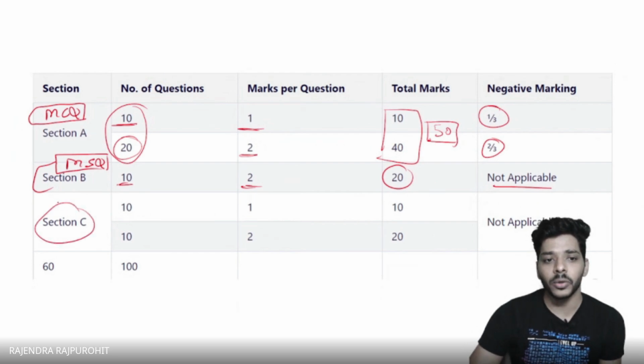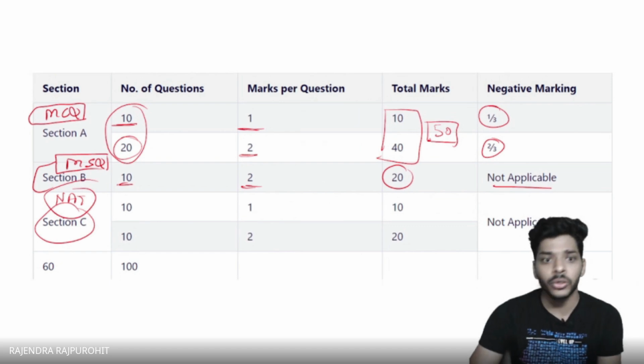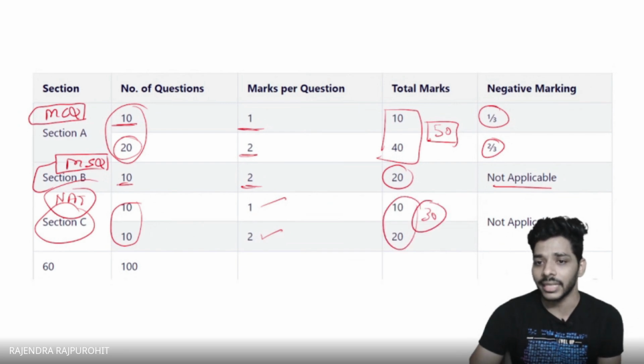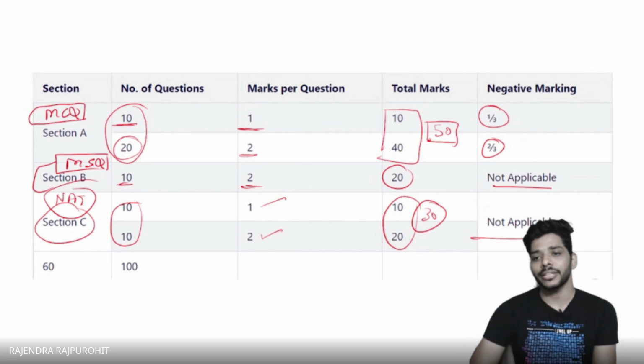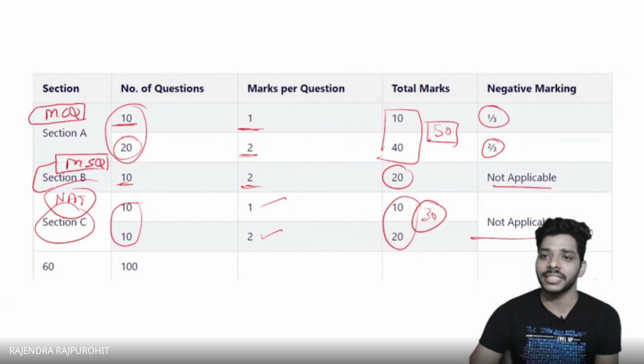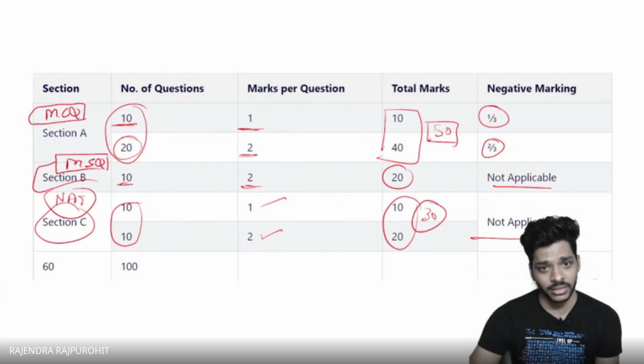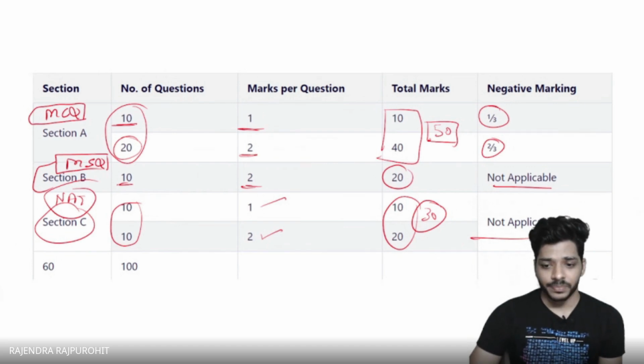Section C is purely NAT, numerical answer type, where you have to give your answer as a value, and it also contains 20 questions in total, 10 for 1 mark and 10 for 2 marks. So this is therefore 30 marks, and again, since it is NAT, there is no negative marking. So that's your total 100 marks and 60 questions in the JAM exam.